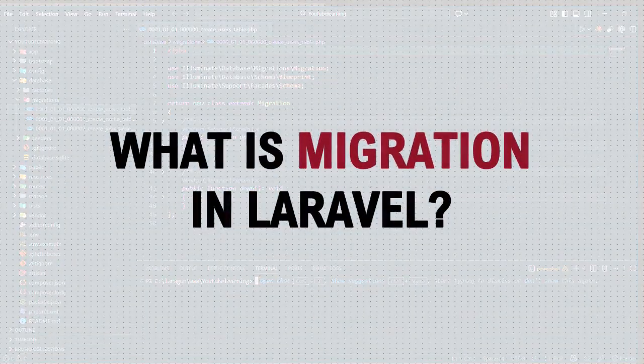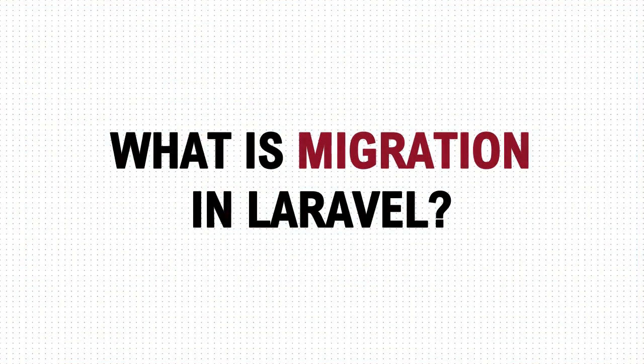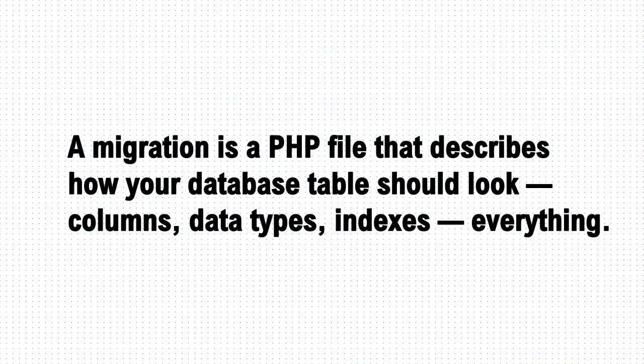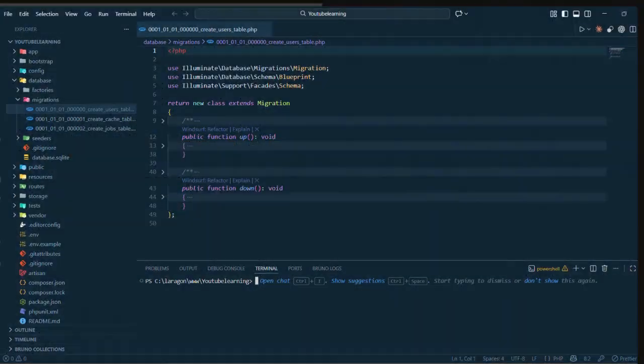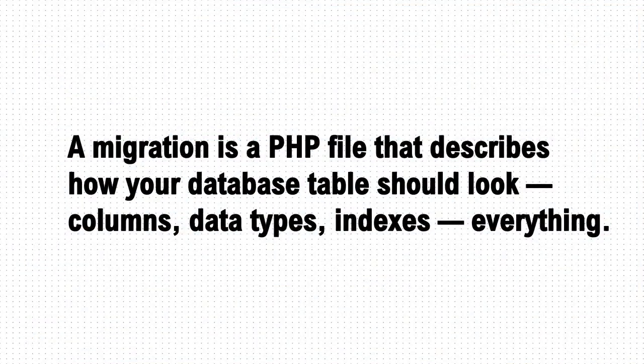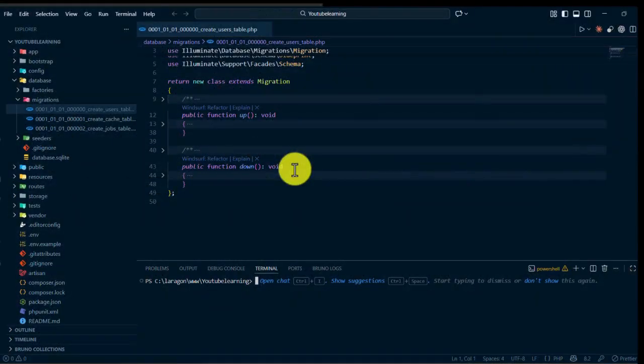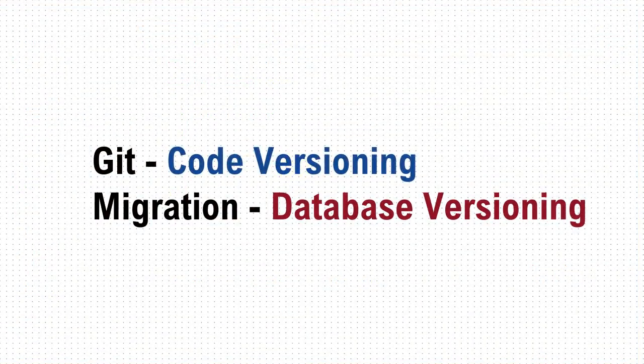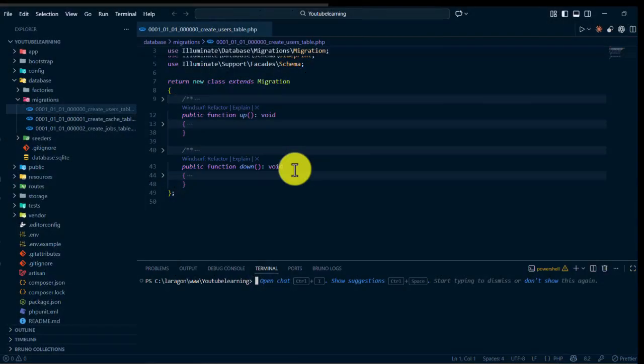So now, what exactly is a migration in Laravel? A migration is a PHP file that describes how your database table should look. It defines the columns, the data types, the indexes, and everything. The key takeaway I want you to take out of this is to have it at the back of your mind that if Git controls your code, then migrations control your database.